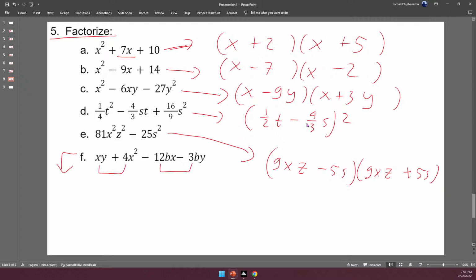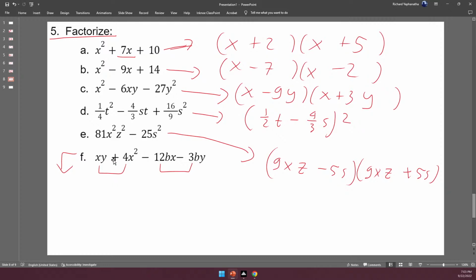Are you sure D is correct? I'm sure. Half and 4 over 3, it is 2 over 3 multiplied by 2. That's why it is back again to 4 over 3.